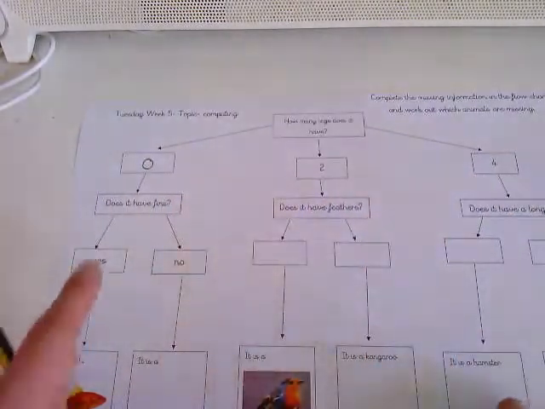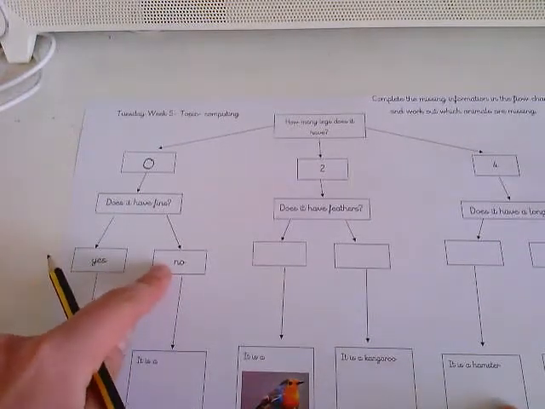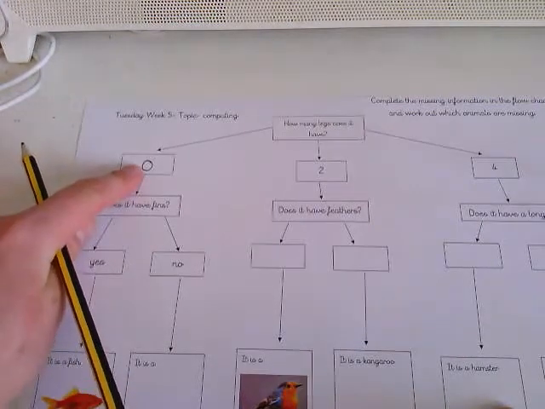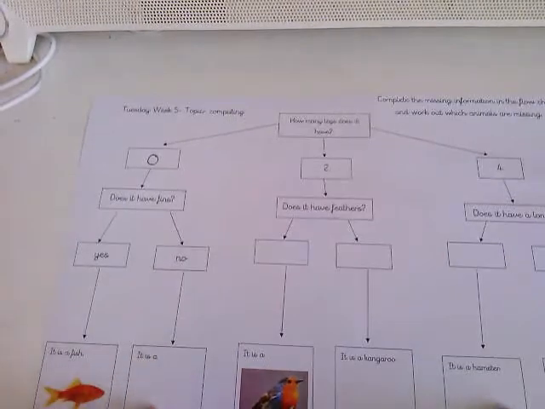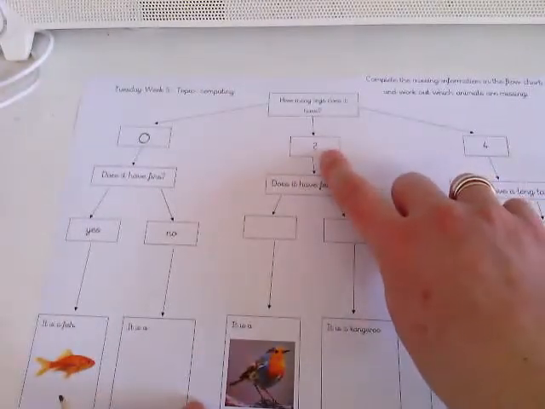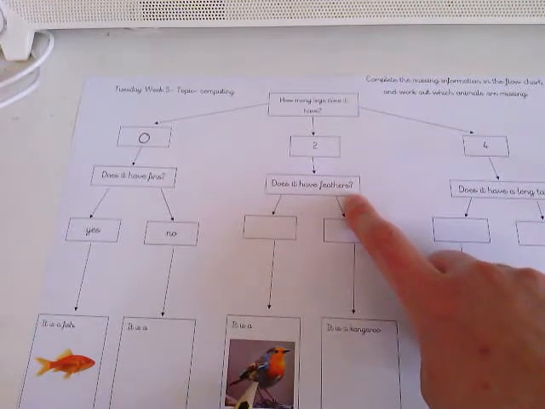And then once you have answered all these questions, then you can move on to your next questions. So we have, does it have fins? Yes or no? So you need to think of an animal here that has 0 legs, but it does not have fins. And then you're going to write your answer. Here we have, how many legs does it have? 2. Does it have feathers? Does this animal have feathers?